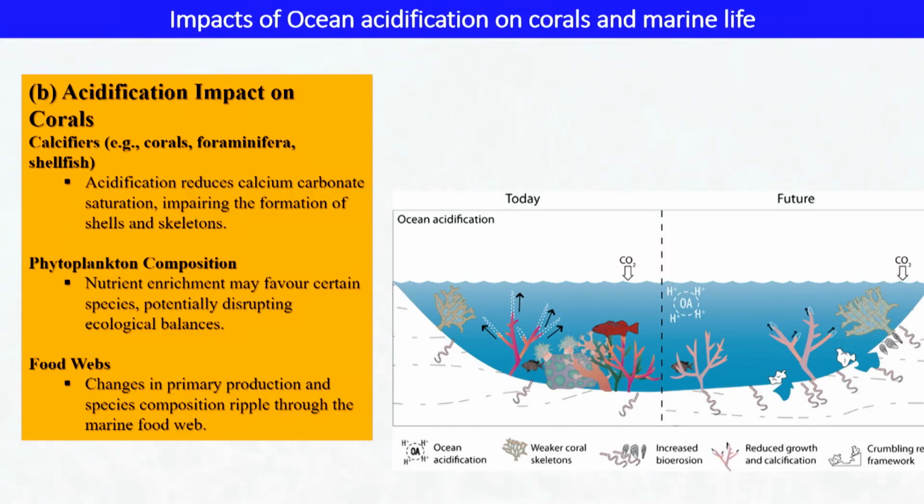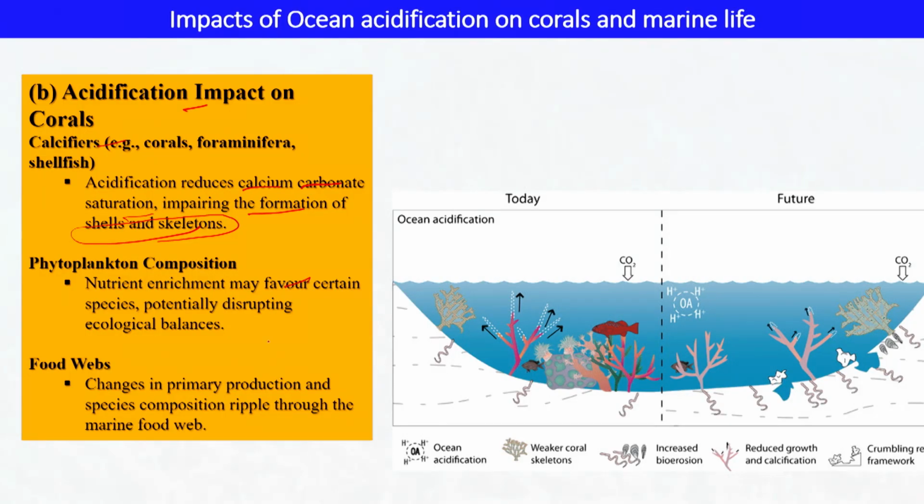Similarly, I think I have discussed acidification's impact on corals. This acidification will reduce the calcium carbonate saturation, impairing the formation of shells and skeletons. Because you have more acid, the calcium carbonate saturation will not be there, so you will not have the formation of shells and skeletons.